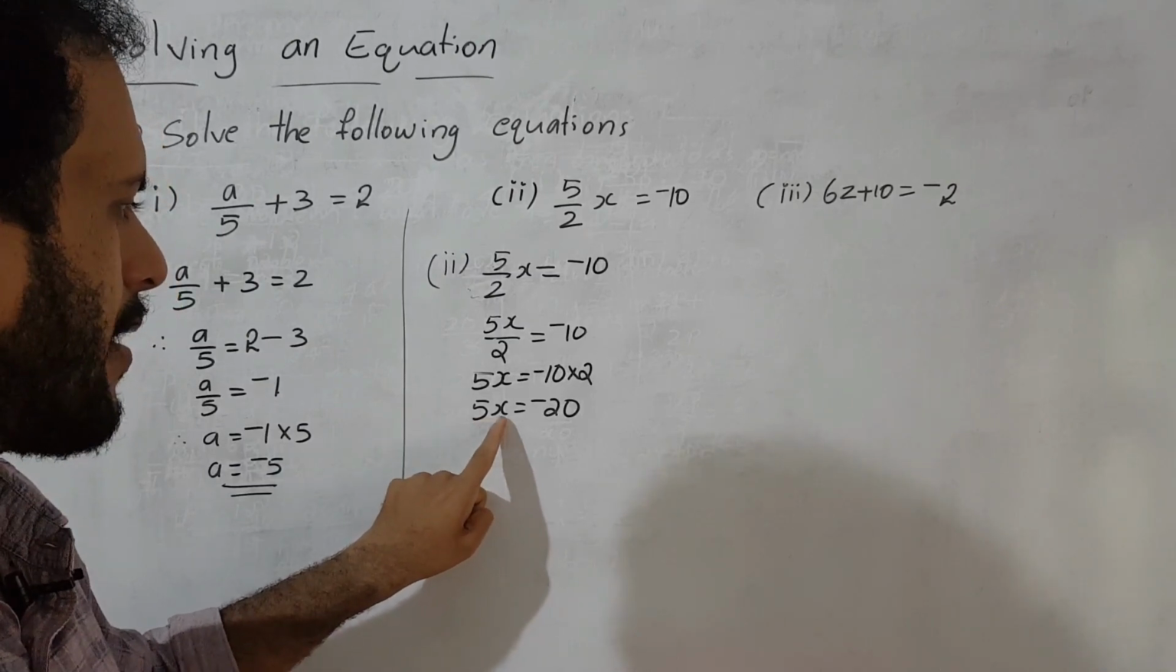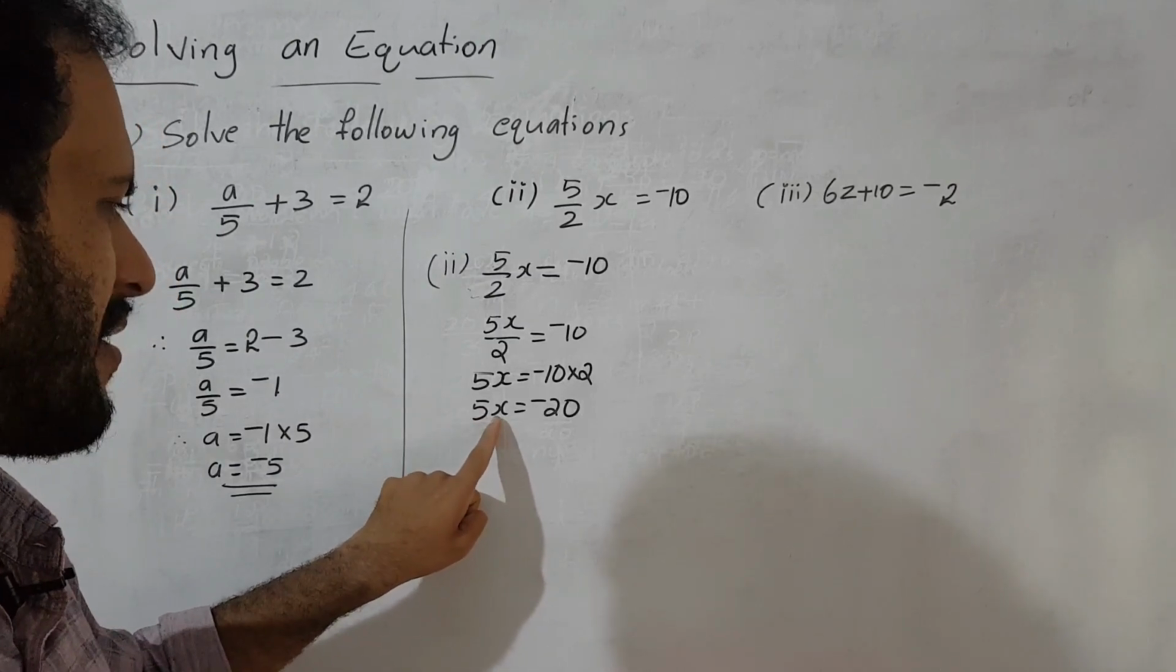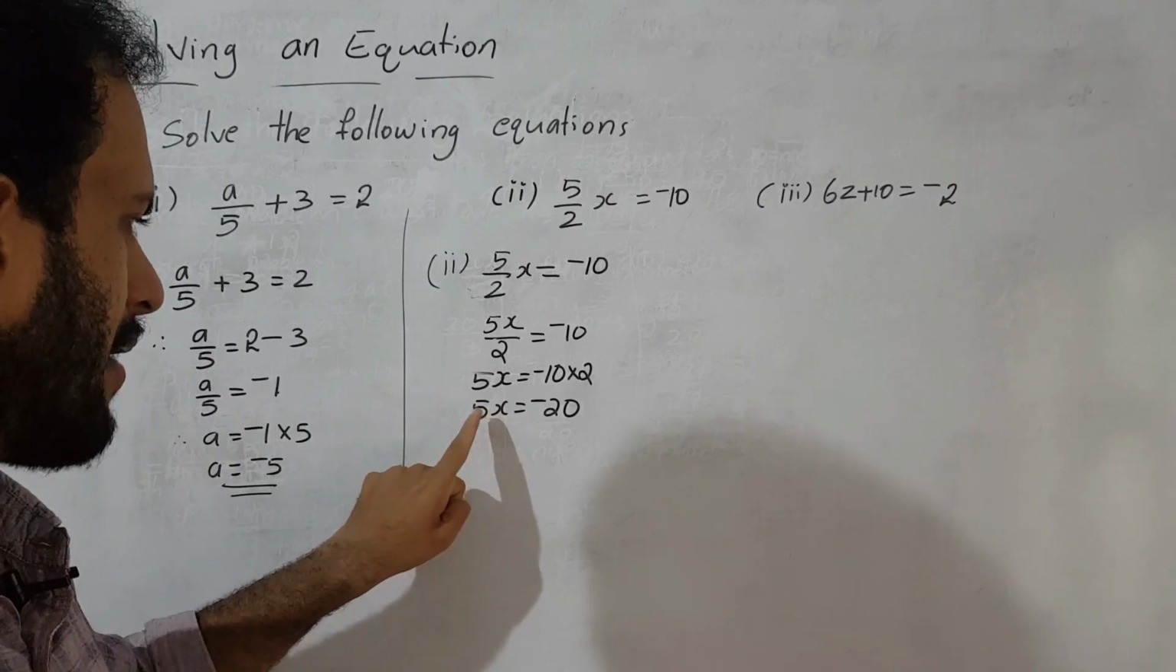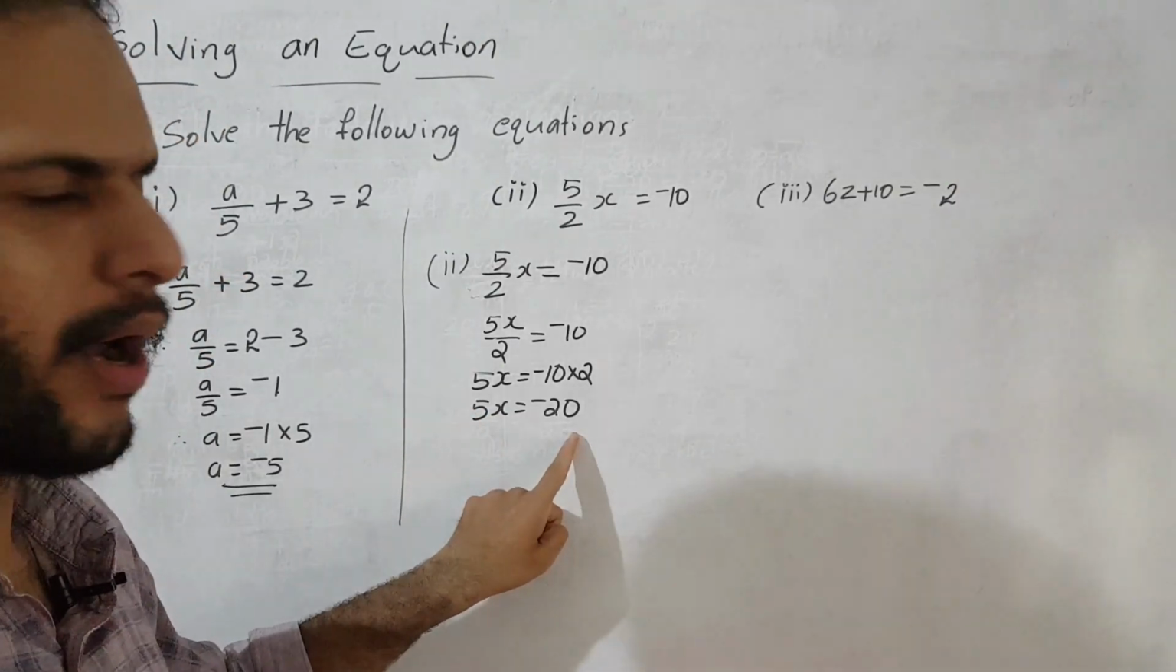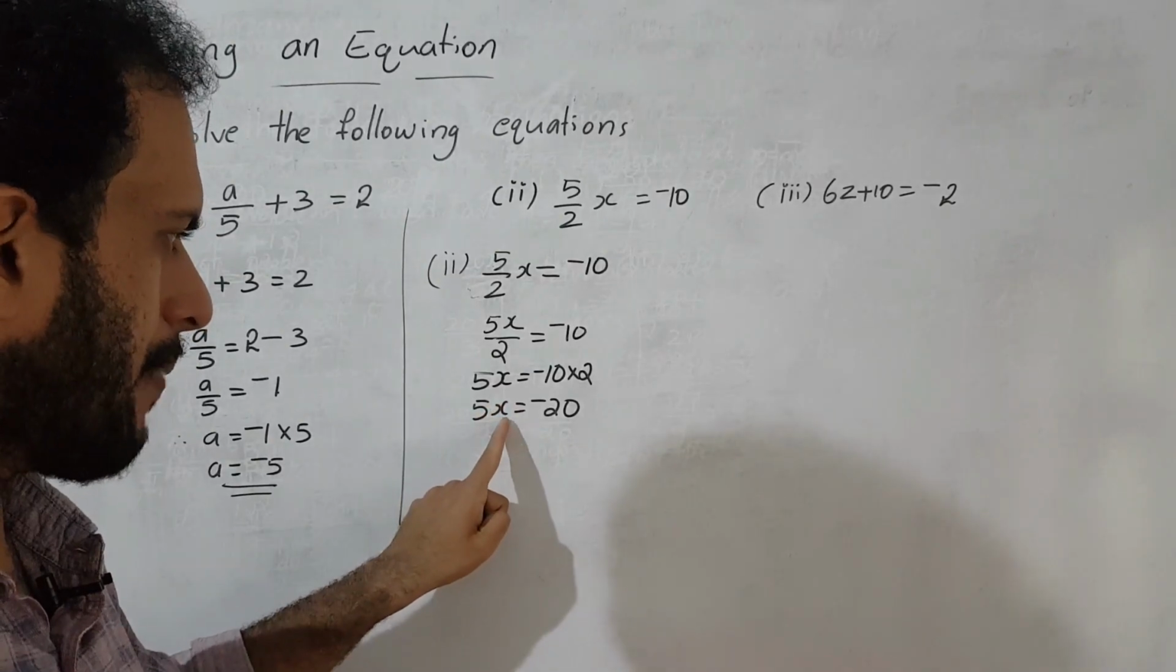Then what are we doing? 5 and x are multiplying. So we take this 5 from LHS to RHS. What happens there? It becomes a divide, because here it is multiplying.